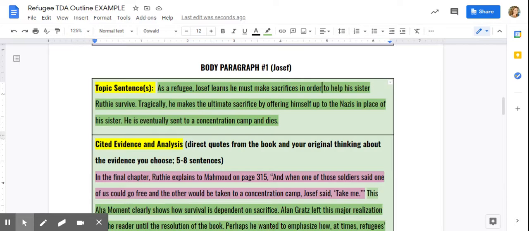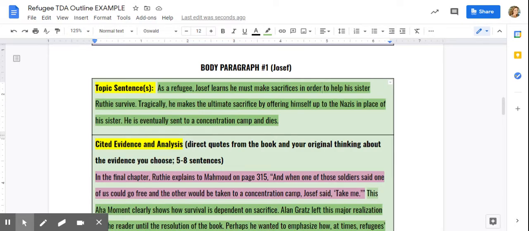Okay. So I go to the book. I find the best evidence, the evidence that proves it's true, but also evidence that I can really talk about. You don't want to pick just random pieces of evidence because you won't really have enough to say about it. And you really need to be talking a lot about the evidence that you choose. So be good to yourself. It's going to end up being easier in the end if you find really, really good evidence to show that your thesis is true.